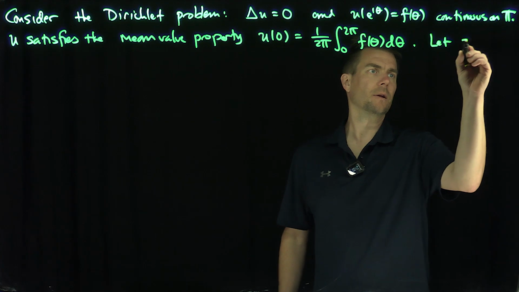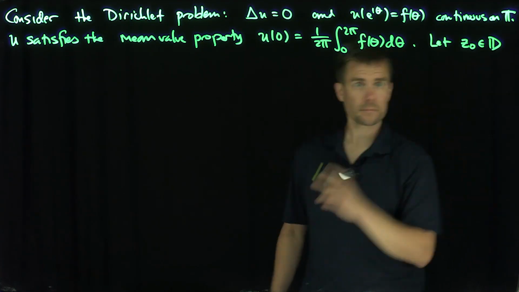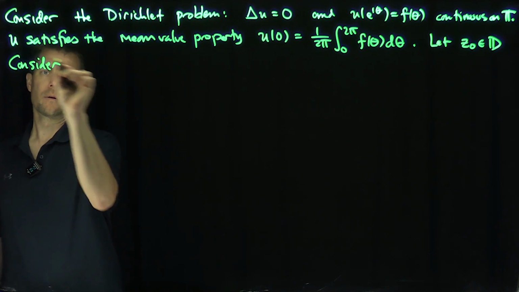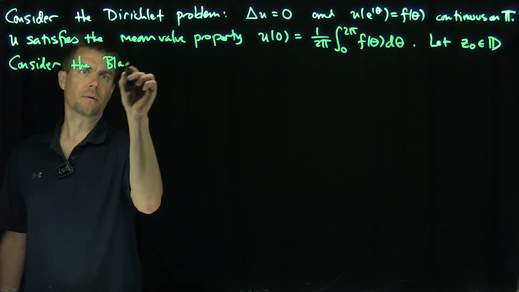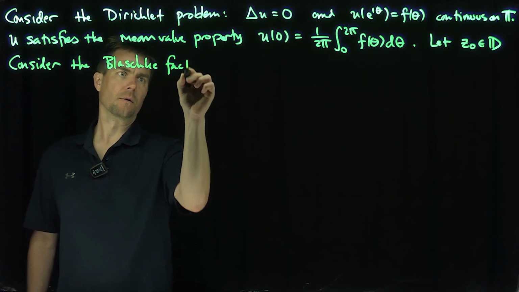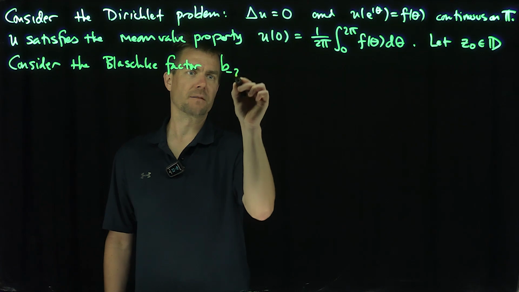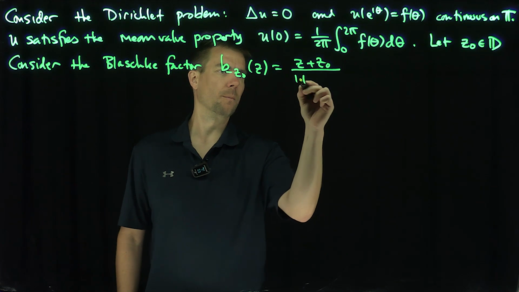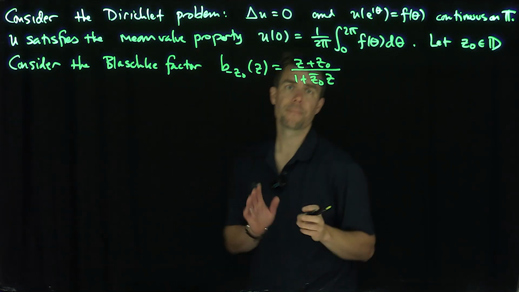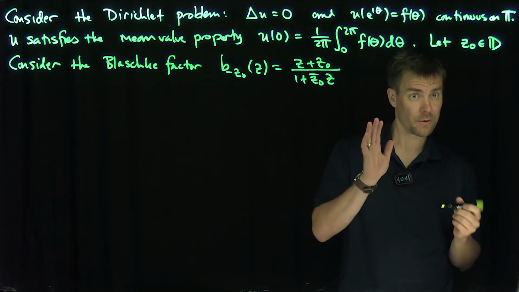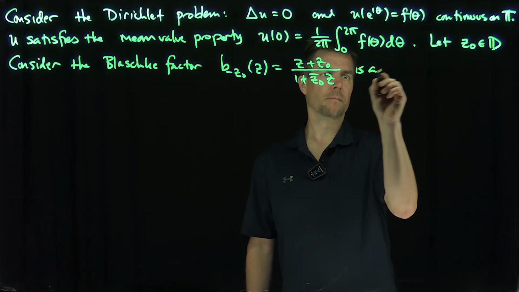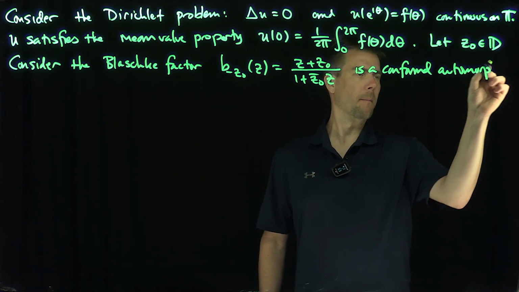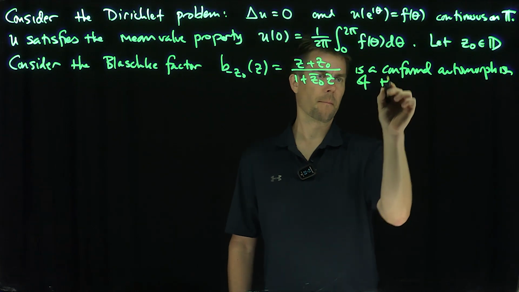Let's let z0 be a point in the disk, and let's consider our Blaschke factor, B of negative z0 of z, which is z plus z0 over 1 plus z0 bar z, like that. Of course, this is a conformal automorphism of the unit disk.